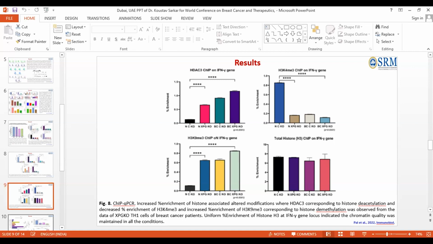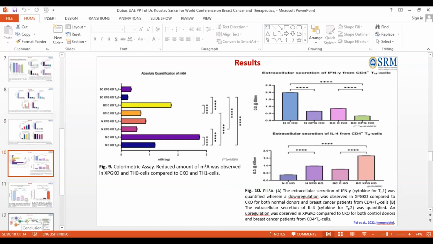So in the next slide, we are showing, if this is the situation, what is the status of the epitranscriptomic mechanism? That means, what is the status of the M6A RNA methylation state? The colorimetric assay shows a reduced amount of M6A RNA methylation observed in XPG knockout T helper 0 cells compared to control knockout and TH1 cells. We have also seen a similar kind of effect in the extracellular secretion of IFN gamma, where XPG is knocked out, then IFN gamma release is reduced. But in the case of IL-4, the IL-4 release exceeds when the XPG knockout is there.